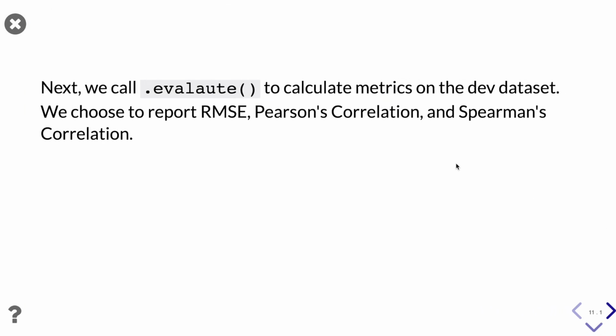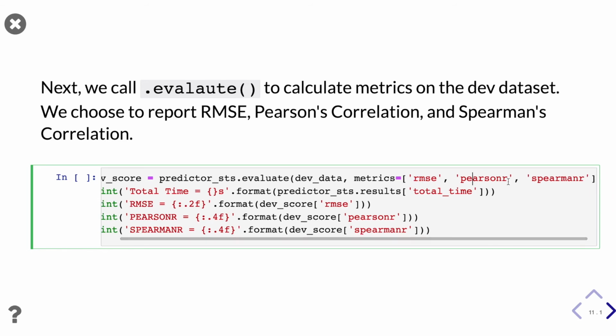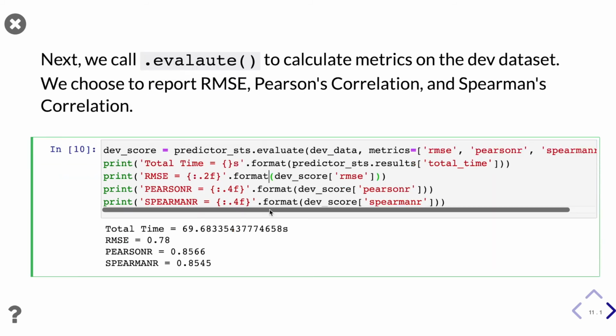Next we can call .evaluate to calculate the metrics on the dev dataset. Here we do predictor_sts.evaluate on the dev dataset, and since it's a regression problem, we specify the metrics to be the root mean square error, the Pearson correlation, and the Spearman correlation. Now we can see the results of this predictor. The RMSE is 0.78, the Pearson correlation is 0.85, and the Spearman correlation is also 0.85.